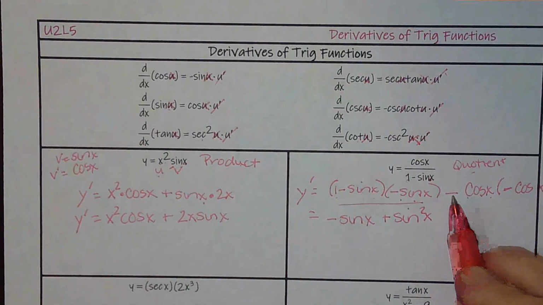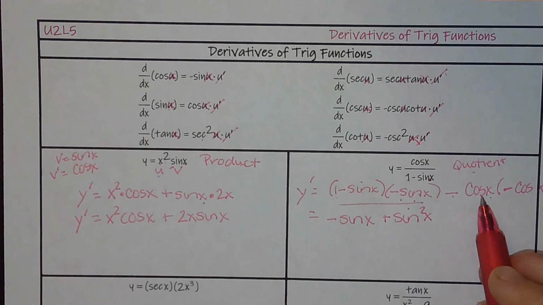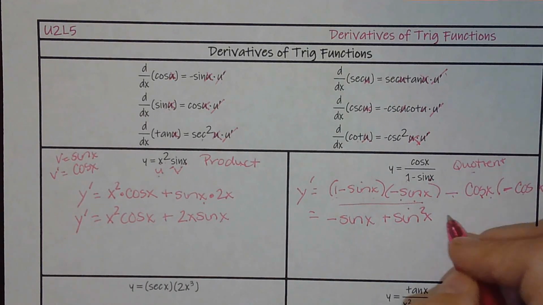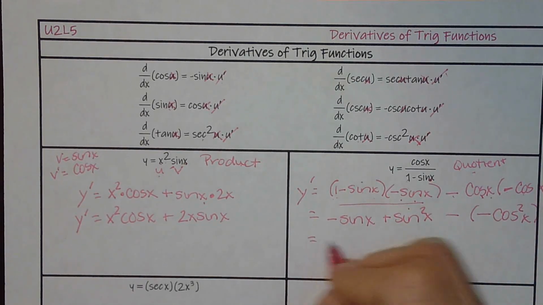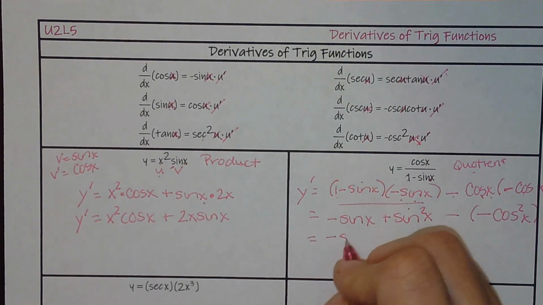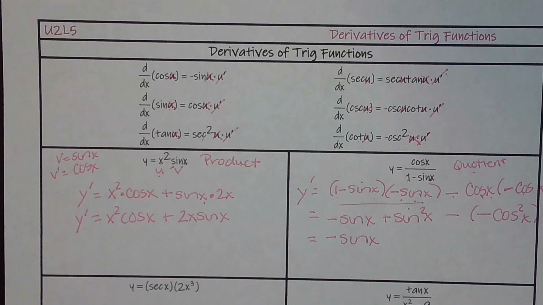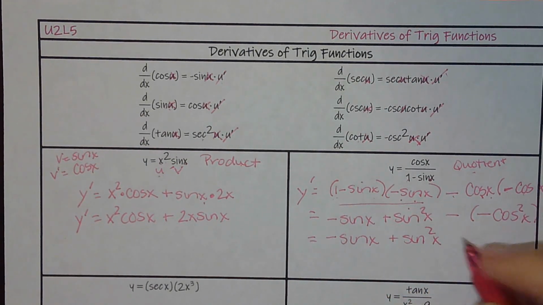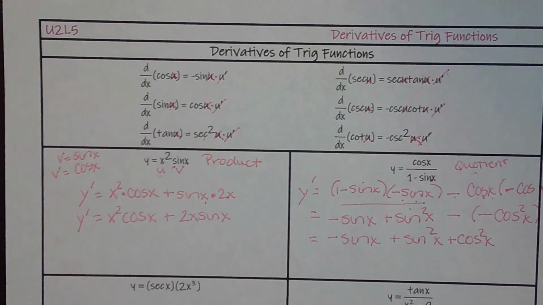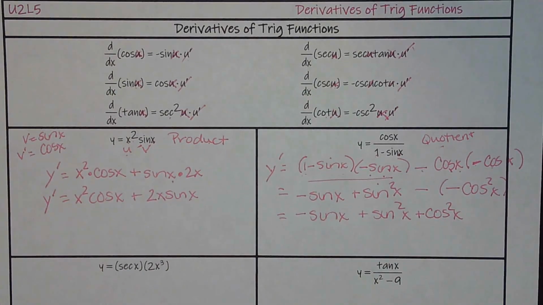And then what about, okay, this is subtraction, so cosine of x times negative cosine of x is going to be negative cosine squared x, and then I can change that to addition. So I have negative sine of x plus sine squared x, and then this changes to plus cosine squared x. So here's your derivative.